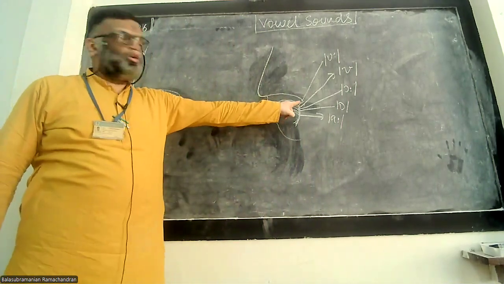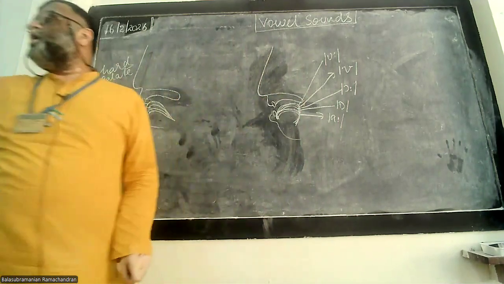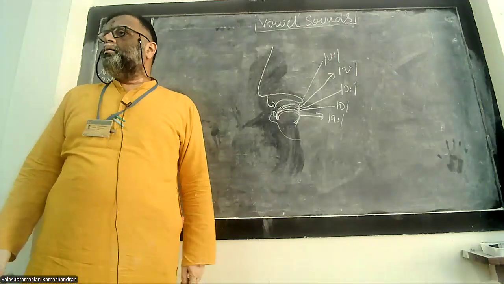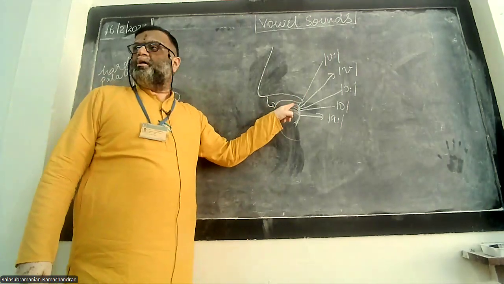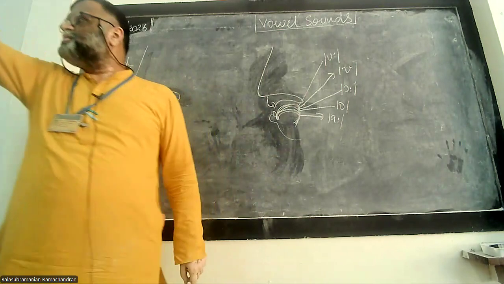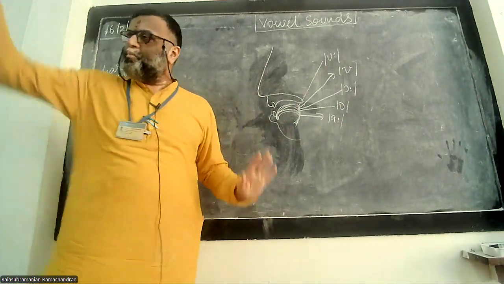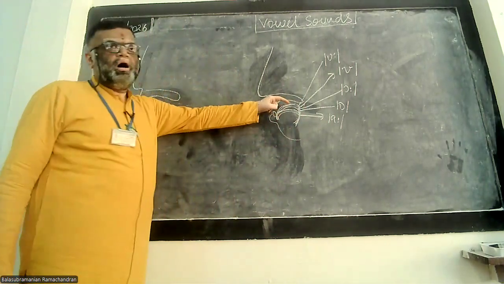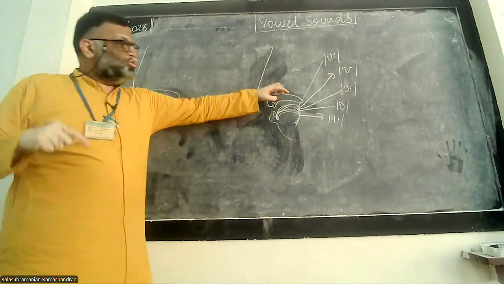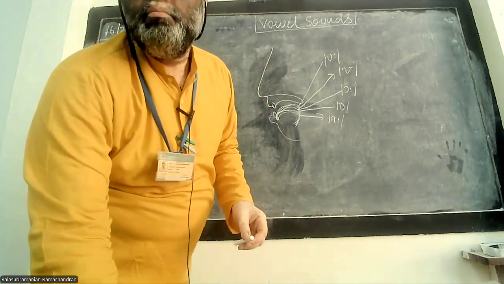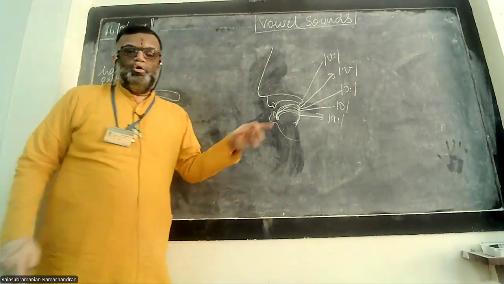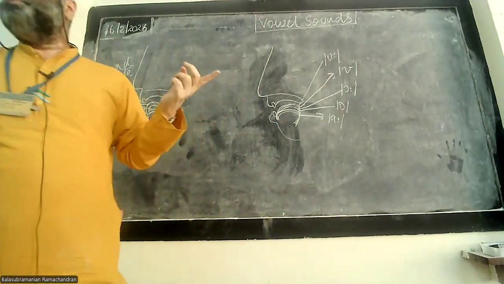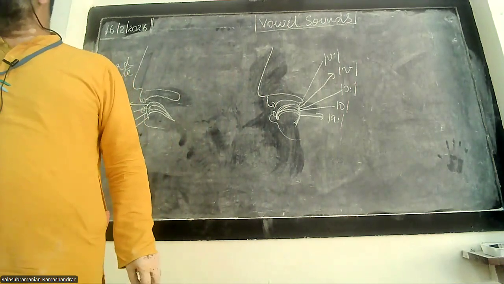Anybody, Priya, try this. If I take this close to the velum, what consonant sound do I produce? Priya, give it a try. The back part of the tongue, right? If I allow the back part of the tongue to touch the velum, what consonant sounds can I produce?